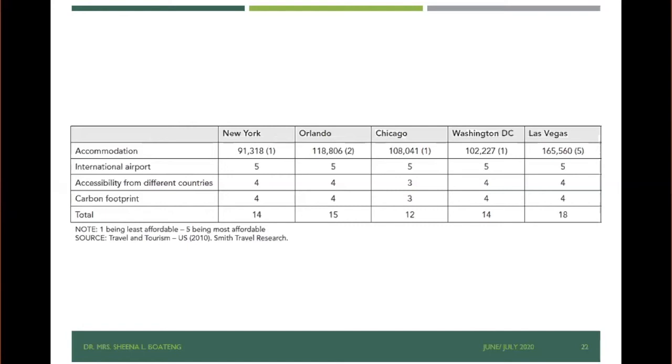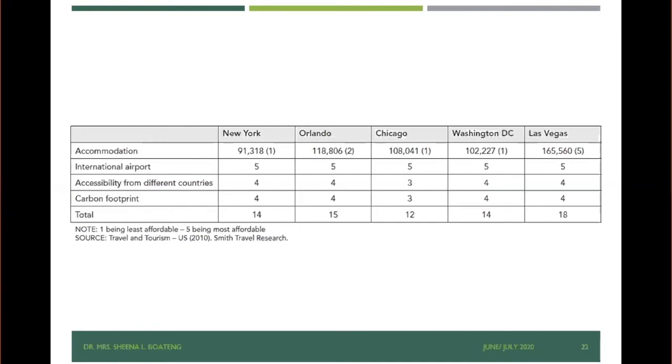1, it should provide accommodation. 2, it should be close to the international airport. 3, it should be able to be accessible from different countries by different people. And then 4, they should have a low carbon footprint. So they are considering the cities of New York, Orlando, Chicago, Washington, D.C., and Las Vegas. And they were rating each of them based on the different criteria.